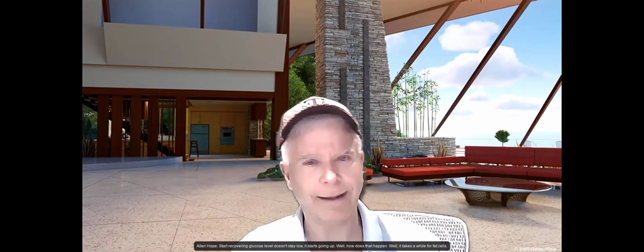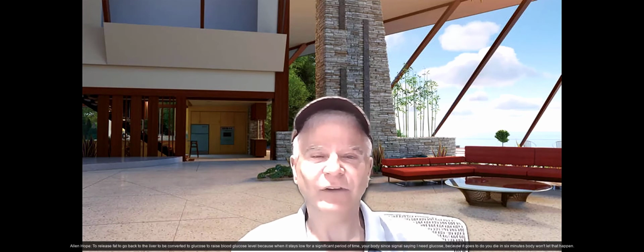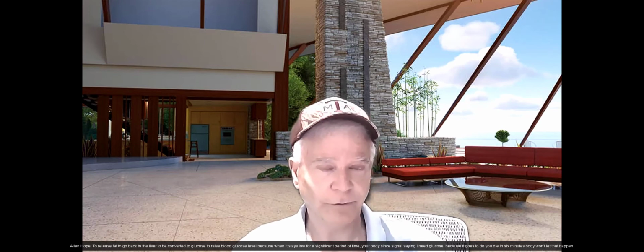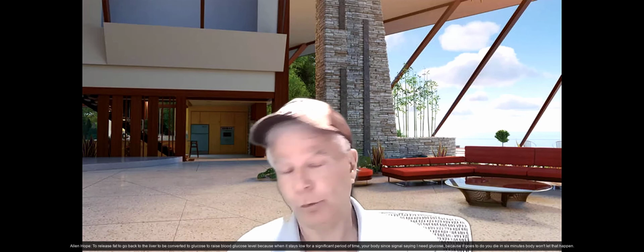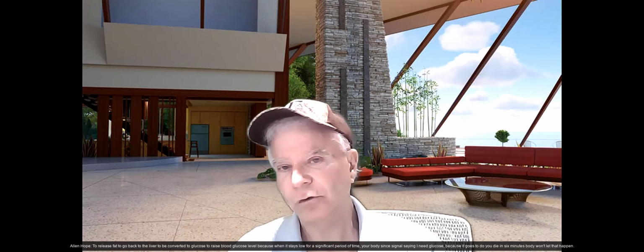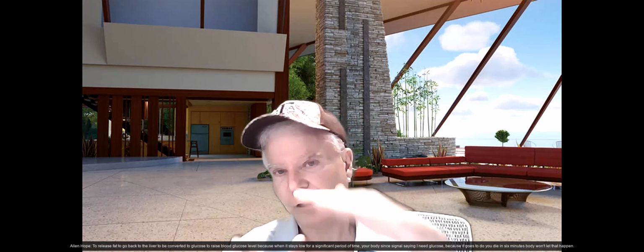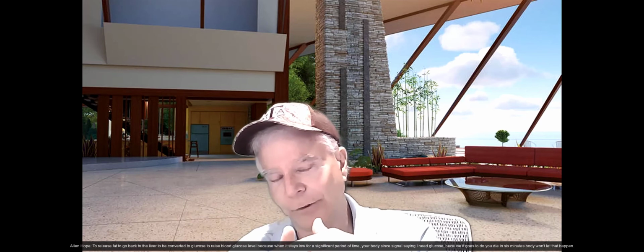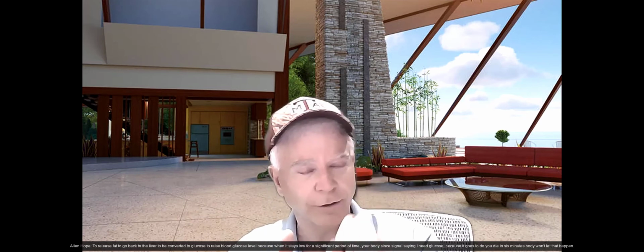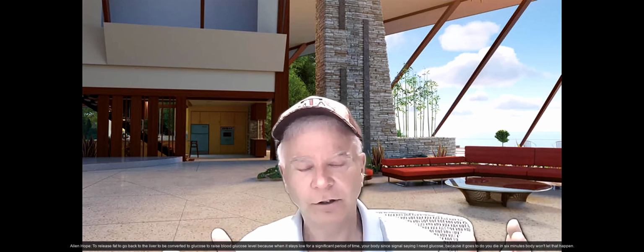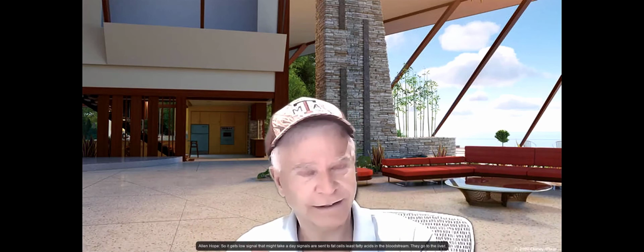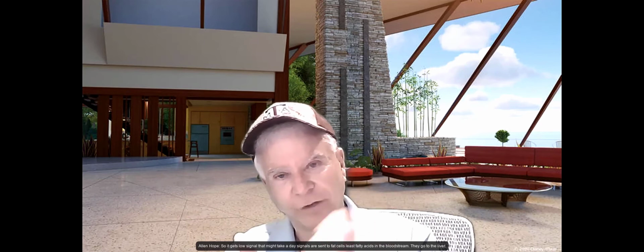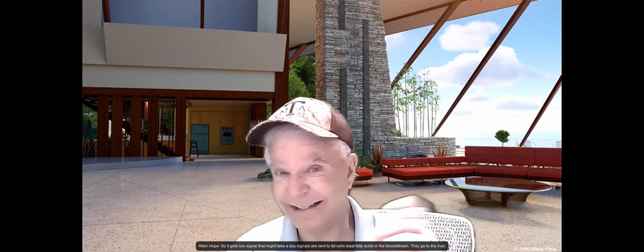Well, how does that happen? Well, it takes a while for fat cells to release fat, to go back to the liver, to be converted to glucose, to raise blood glucose level. Because when it stays low for a significant period of time, your body sends signals saying, I need glucose. Because if it goes to zero, you die in 6 minutes. Body won't let that happen. So it gets low, that might take a day.